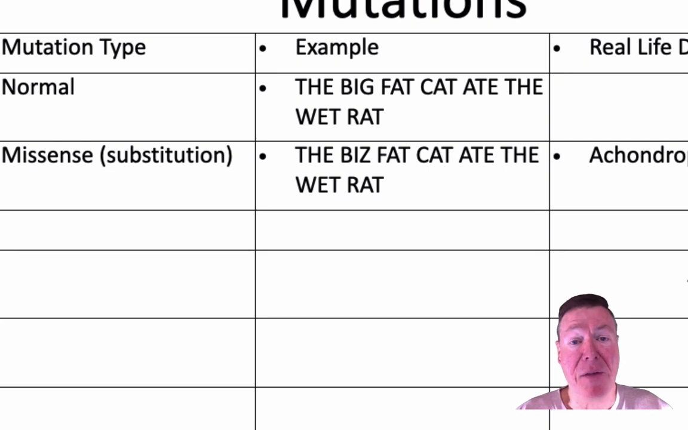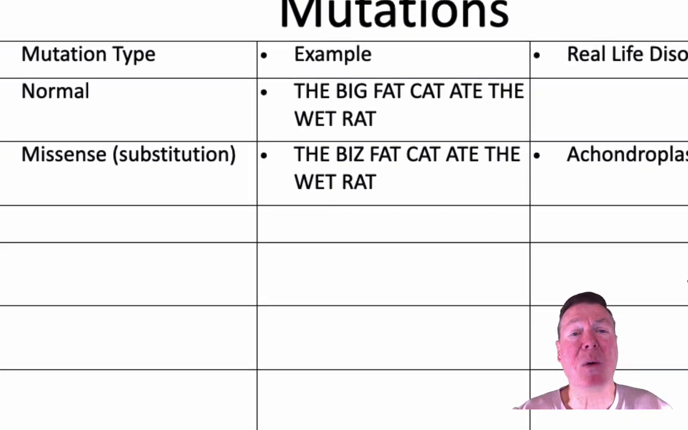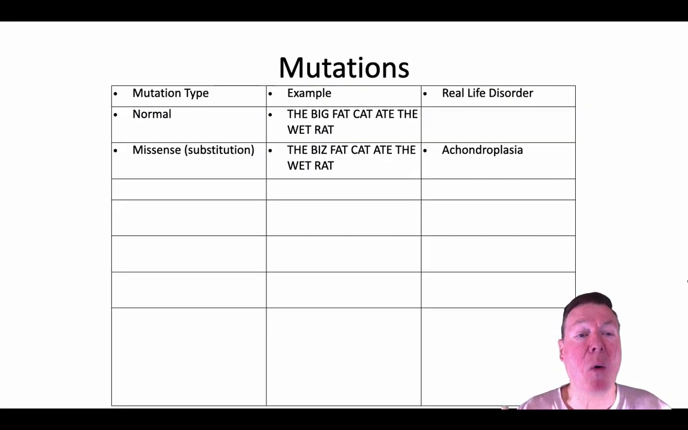An example of that would be achondroplasia, dwarfism. We talked about that in one of the earlier videos. Please understand, you will not be responsible for knowing what kind of substitution or mutation goes with what disease. I'm just giving you examples. I'm trying to show you that these mutations have real effects.